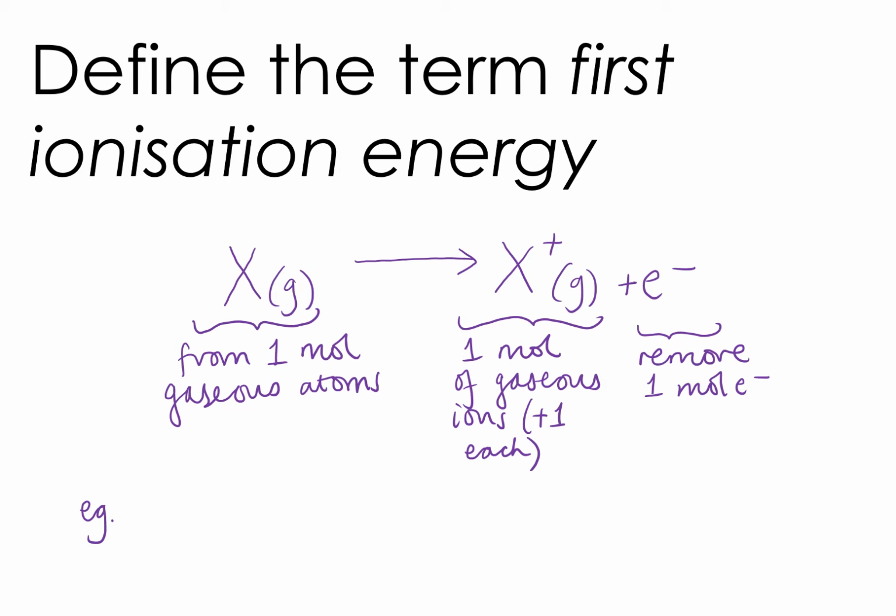As a specific example, we could choose any old atom. Let's go for oxygen, O(g), which produces O+(g) plus e-. Notice that this is always about removing 1 mole of electrons from 1 mole of atoms. Even though we would usually write O2 gas, in this case the definition says it has to be 1 mole of gaseous atoms. And even though oxygen would usually form O2- ions, this represents the first ionisation energy, so we're producing O+ ions instead. These are not necessarily the most stable forms of the ions in question.